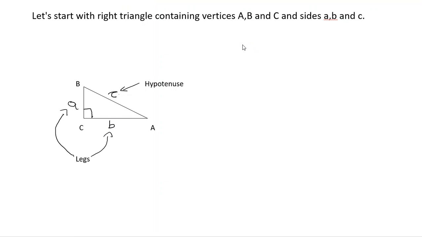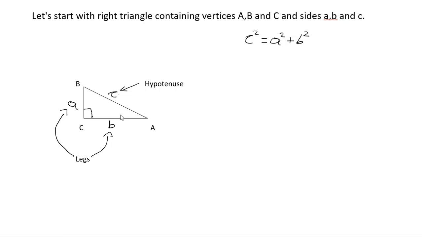For this video, I'm going to assume that everyone who is watching is already familiar with the Pythagorean theorem. So we're going to start with the actual Pythagorean theorem, which is c squared equals a squared plus b squared. Now the question is, what is c squared? What is a squared? What is b squared?